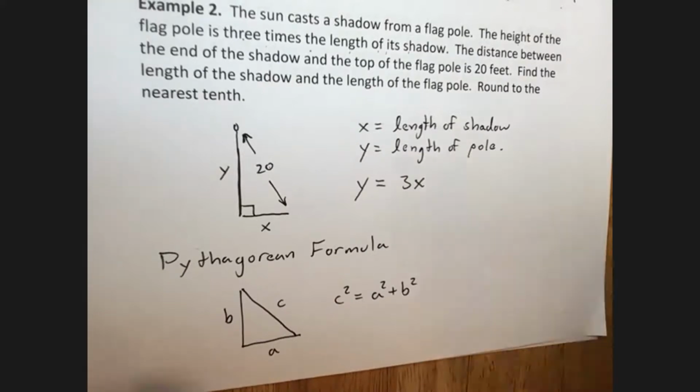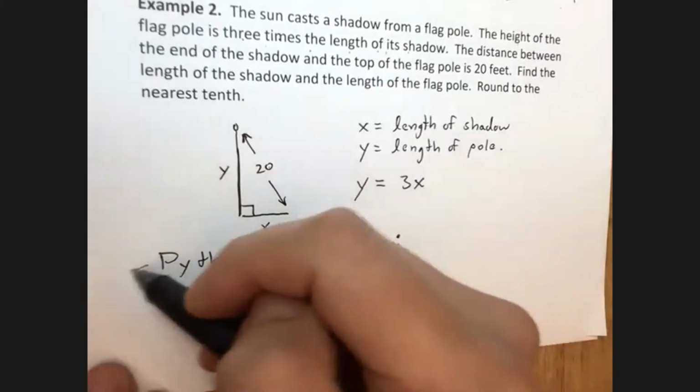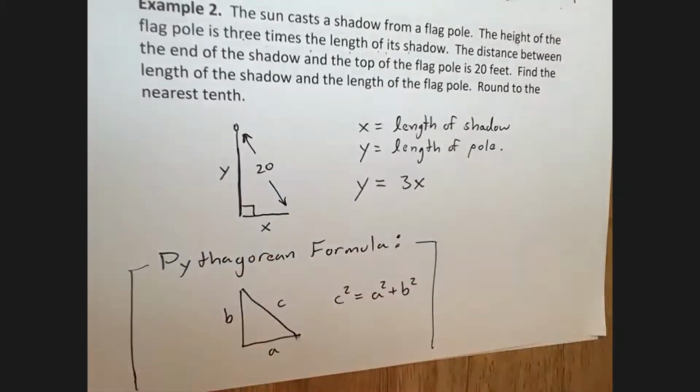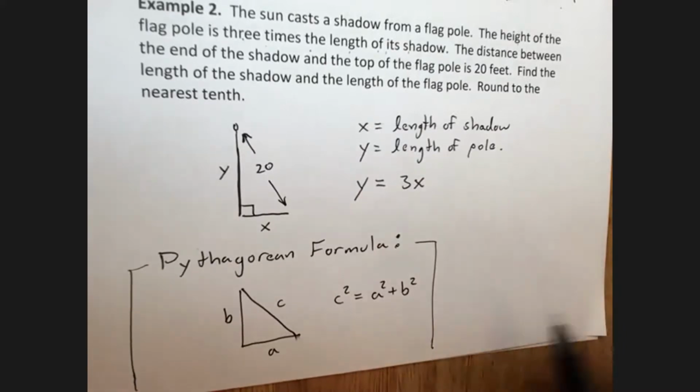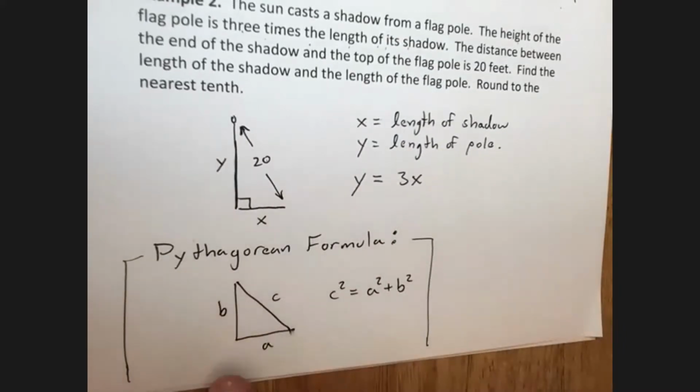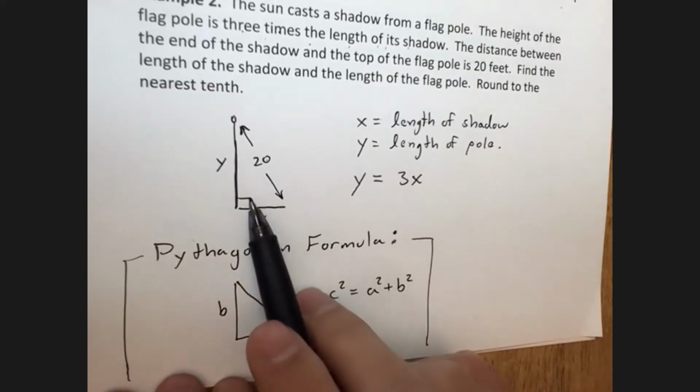A well-known formula from geometry. Okay, so I think we can use that here because we've got three sides of a right triangle, and we're talking about the length, so I think that works. So let's go ahead and use this formula in this problem. What's the hypotenuse of this triangle?